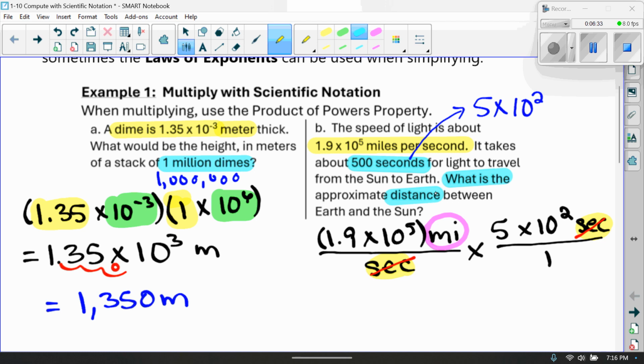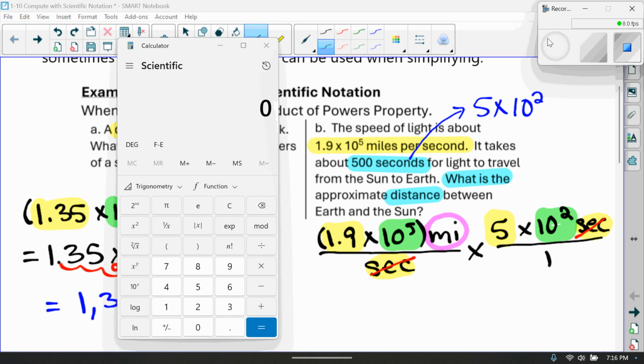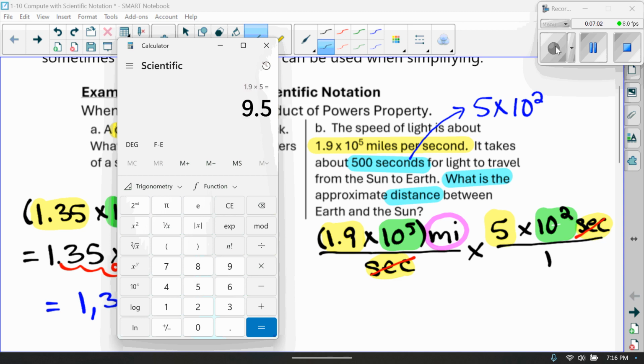So now we can multiply straight across. Let's do that. We're going to multiply our constants, and we're going to multiply our powers. And again, our unit is going to be miles. That's what we're going to end up with. All right, so we're going to multiply 1.9 times 5, and that's going to give me 9.5.